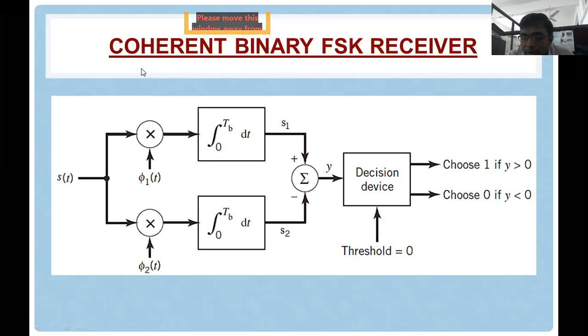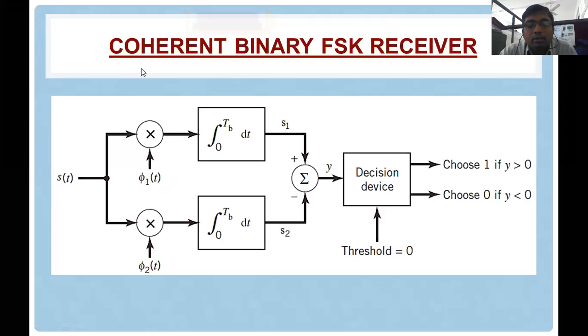We also saw the spectrum of the FSK and the bandwidth of the FSK, which is 4 times FB. That is actually twice the bandwidth of the BPSK, because in the BPSK it is only 2 FB, but in the case of FSK it is 4 FB. Now we have to learn how to detect the FSK signals.